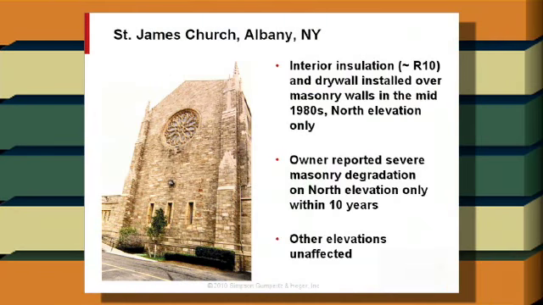This is a project that I worked on years ago, a church in Albany, New York. It was a good representation of what had happened there. In an energy savings project, the parish actually installed interior insulation and drywall over the masonry walls on the north elevation. And once that happened, the wall started falling apart pretty rapidly within a few years. And the other elevations where they didn't put the insulation in were unaffected.